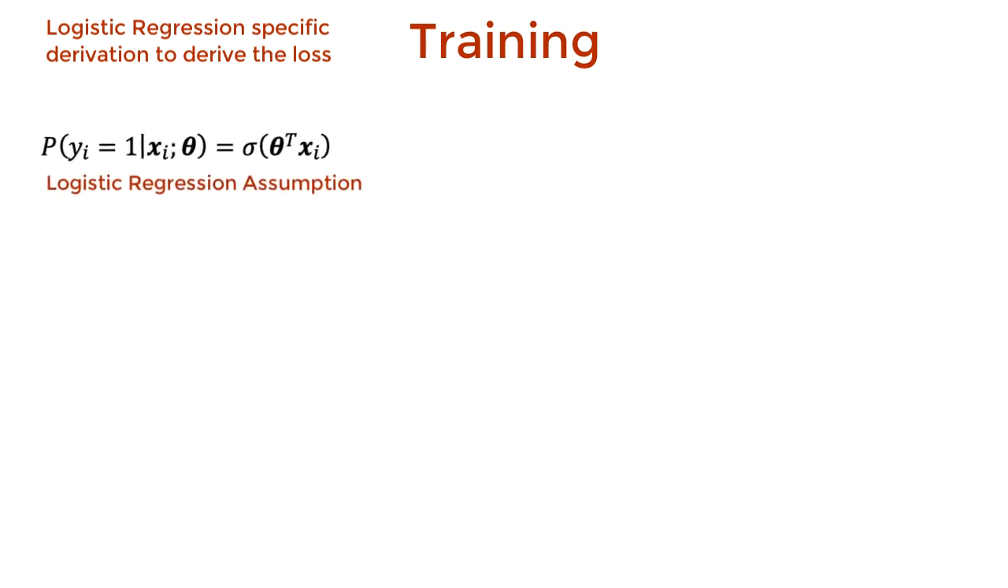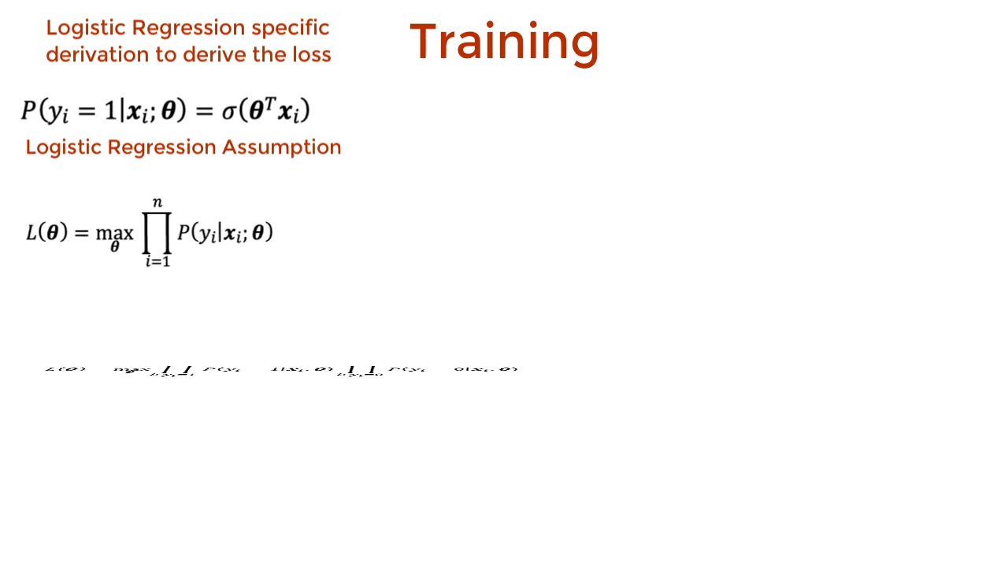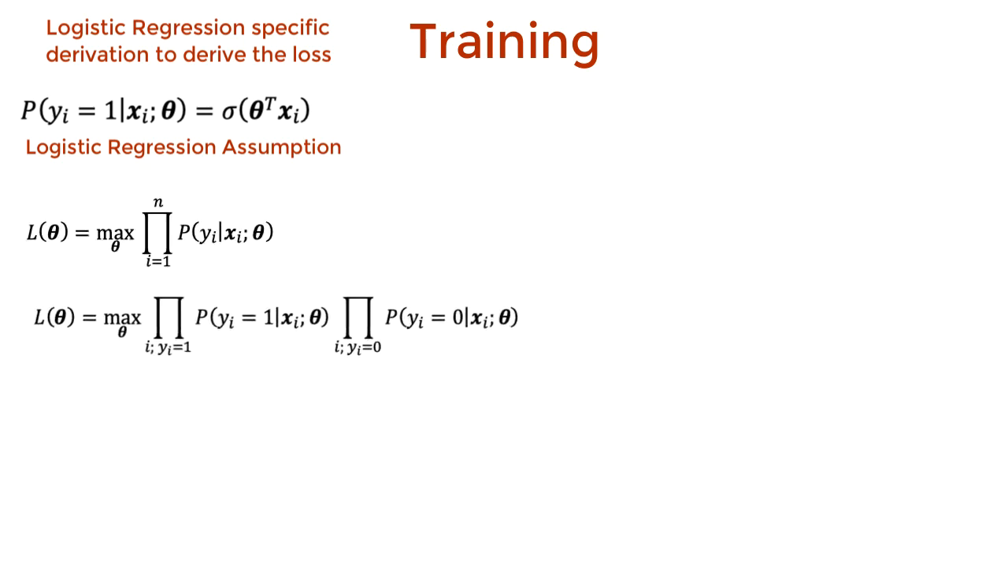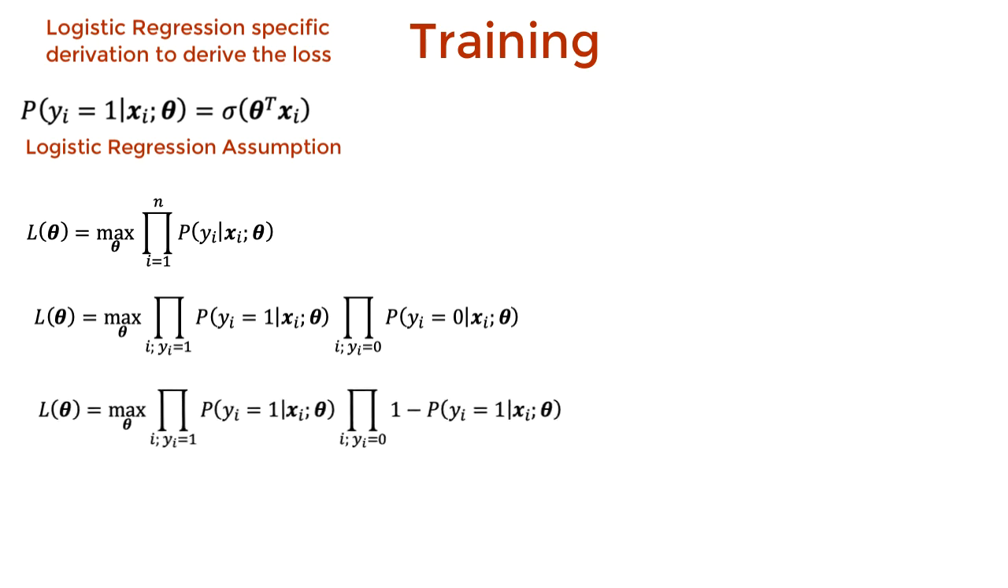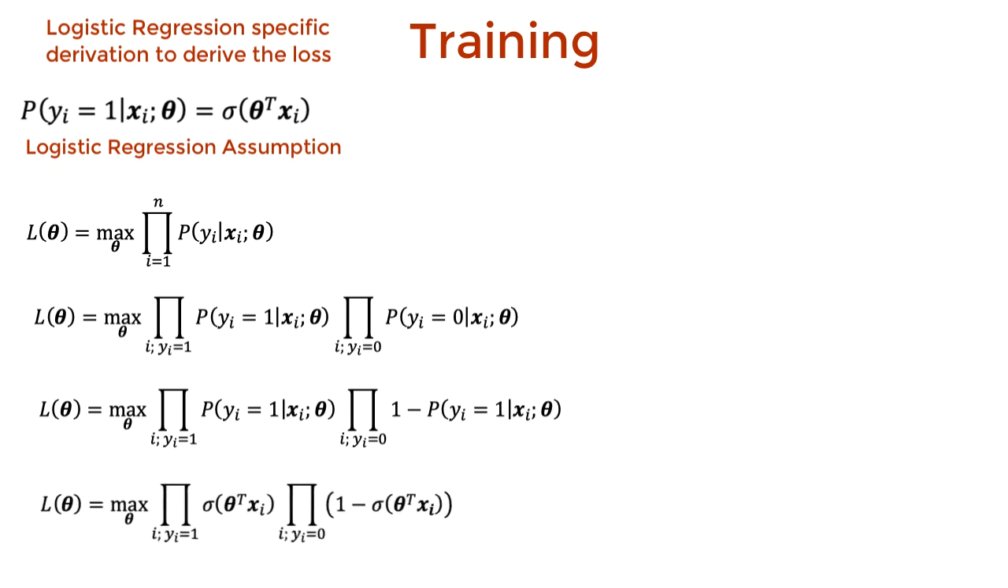Let's take our original likelihood equation and split our training samples by label. The first product is a set of training samples with the positive label 1, and the next is a set of training samples with the negative label, which is 0. Since there are only two classes, the probability of seeing a negative label is basically 1 minus the probability of seeing the positive label. Now we can substitute our sigmoid approximation for these probabilities.